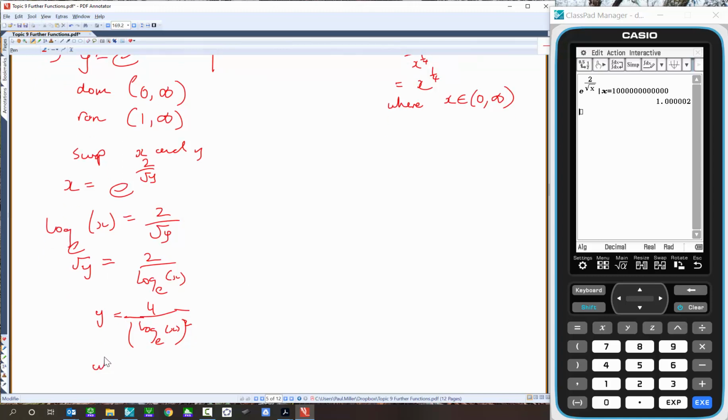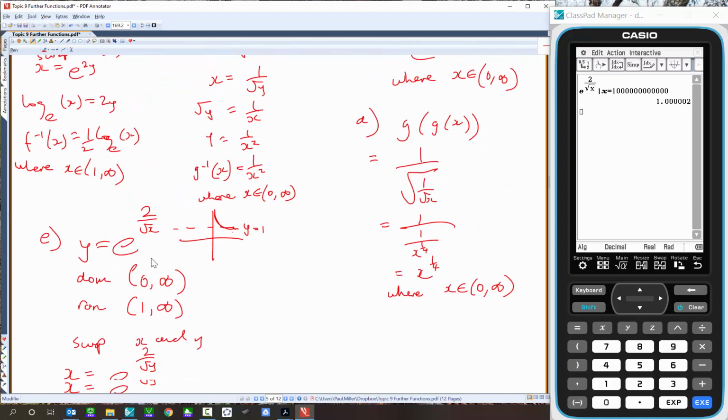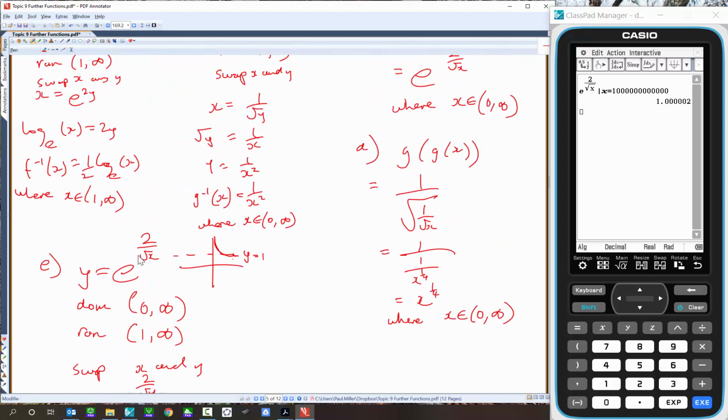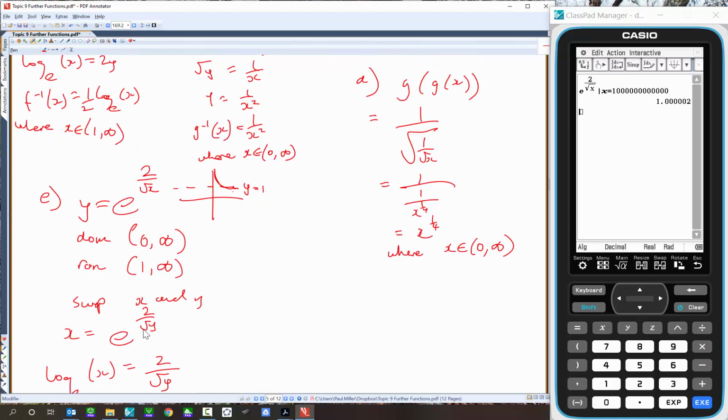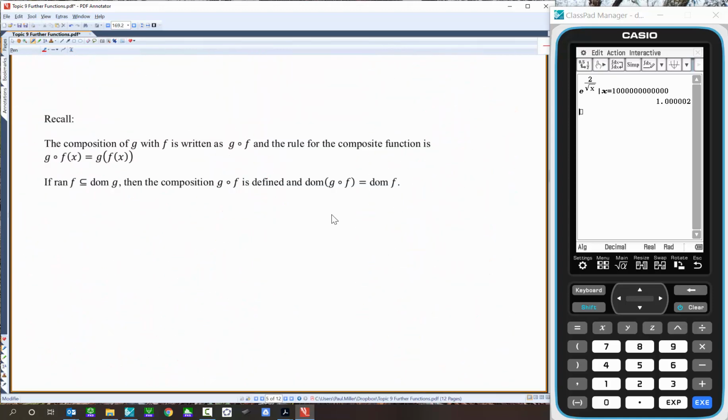where x is an element of the range, 1 to infinity. All right, so that's a pretty tough one there to get the domain and range, but if it's just a skills-based question, then it's not too tricky, just to sort of smash out the algebra on that. All right, let's do the last one. Hopefully that's a little bit easier.